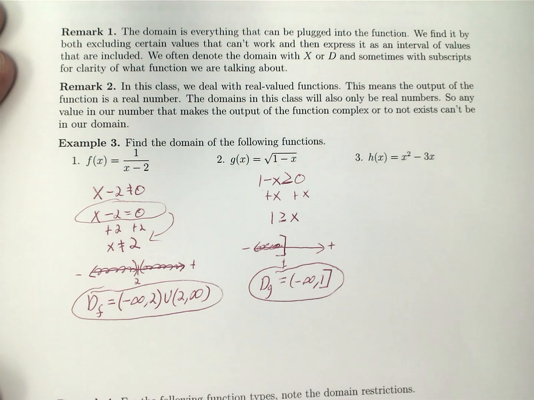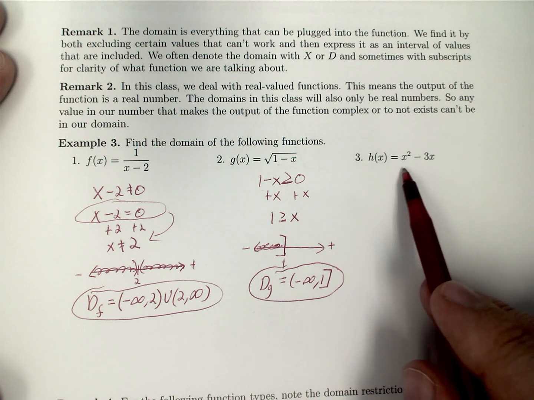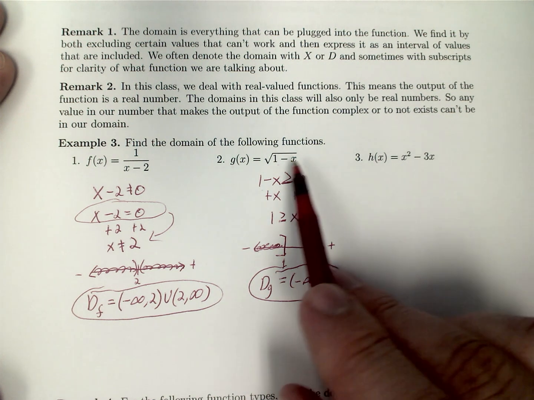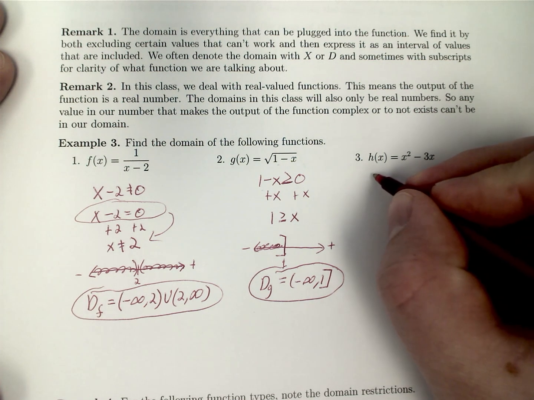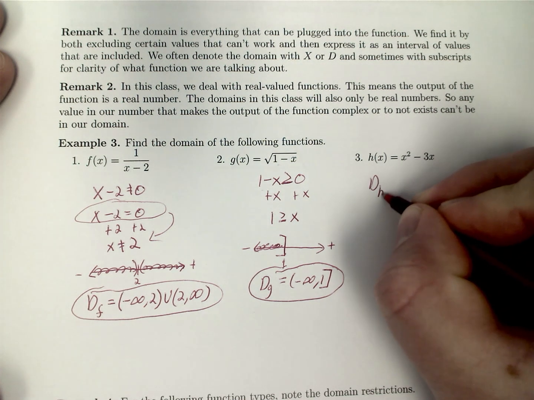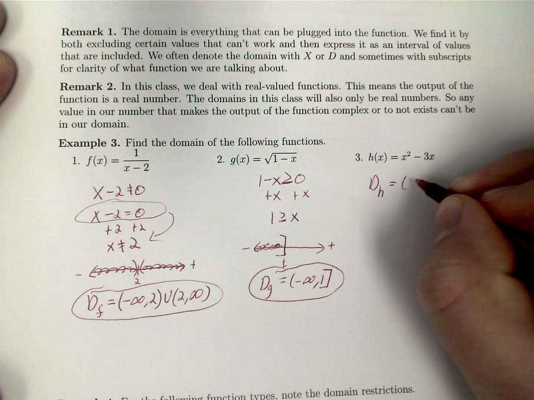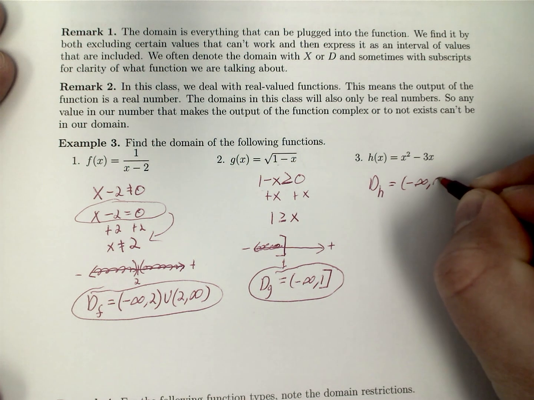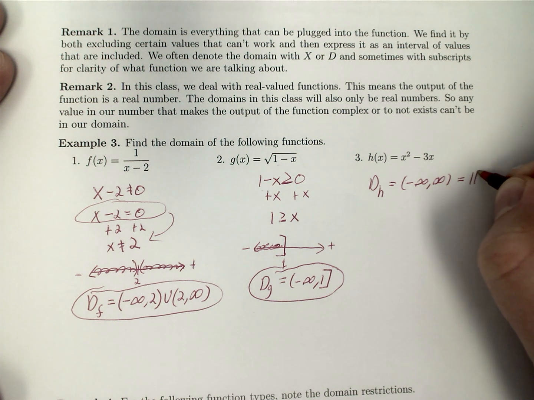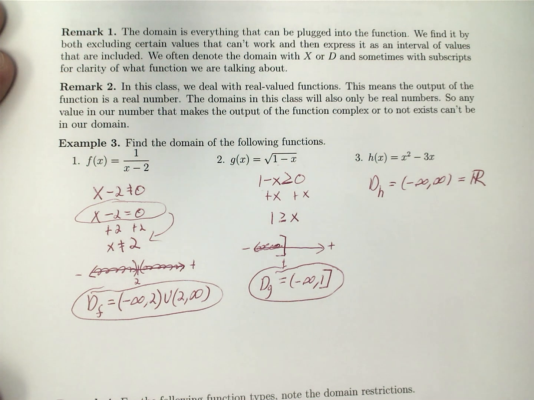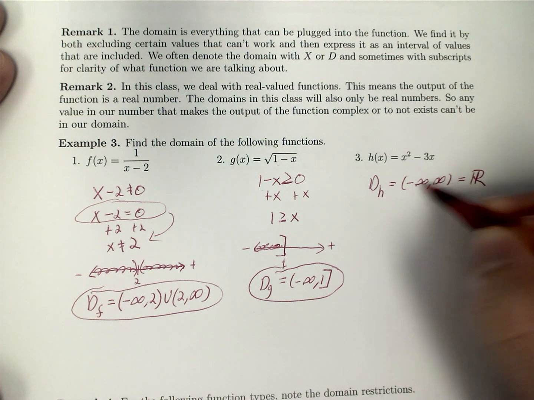Now, if it doesn't have those two restrictions, then at this point in time there's nothing we can't plug in. So for number 3, is there a denominator? Is there a radical with an even index? No. Since that's the case, we just say the domain of h is all real numbers. In interval notation, you can write it like this, which is fine. Or you can just write it as R, an R with an extra vertical line there. You don't have to do both. You can just pick one.